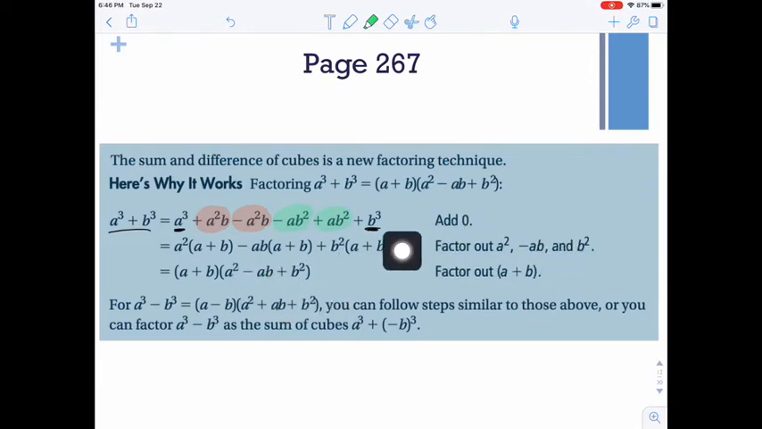So it gives you little steps over here. And then for a cubed minus b cubed, we get the same thing, just a minus b, a squared plus ab plus b squared. You would follow the exact same steps, just change the signs. Or you can factor a cubed minus b cubed as the sum of cubes, a cubed plus negative b cubed, and then you could just plug it in up here.